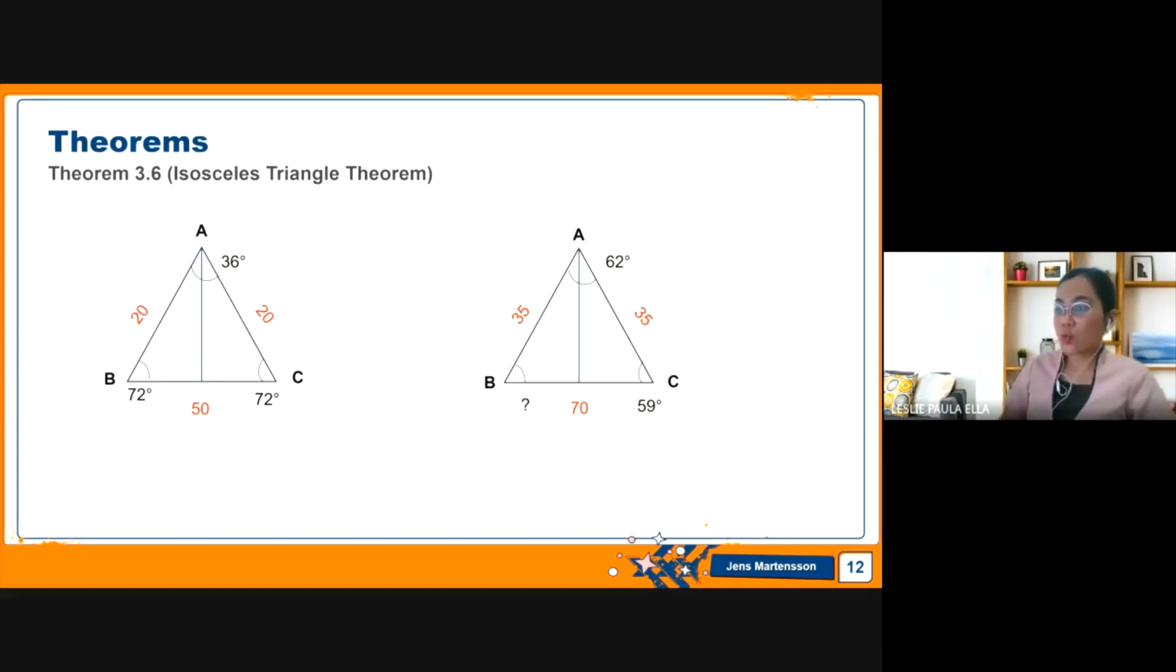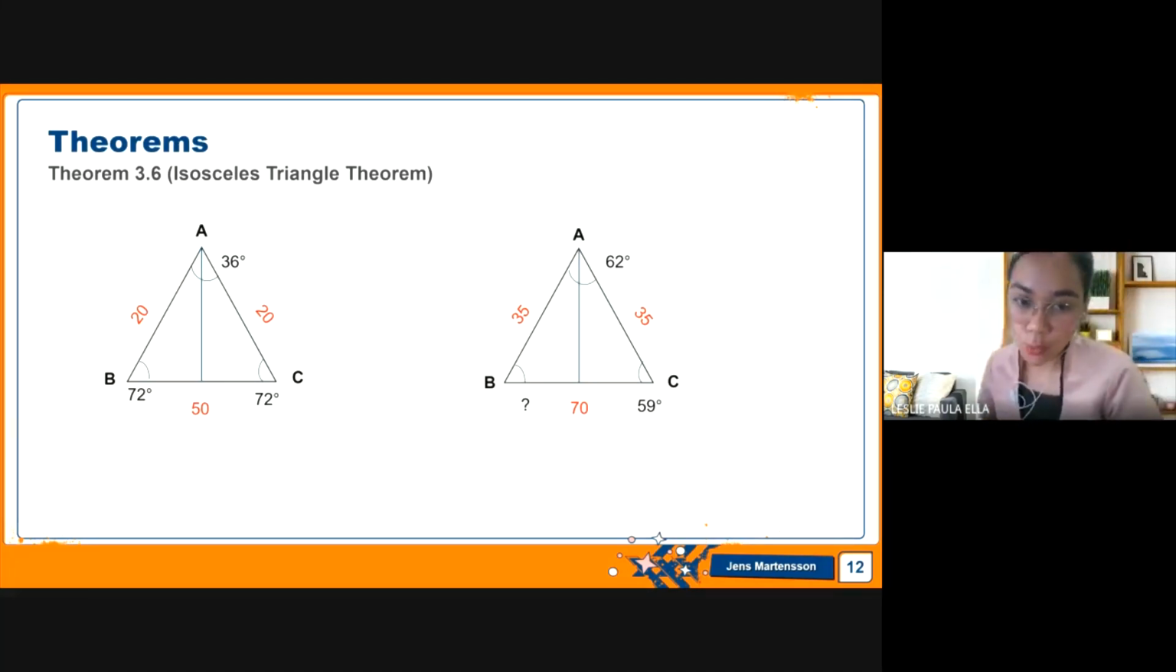So type your answer. What should be the value of B for us to satisfy this statement of the isosceles triangle? If in the first figure we have 72 degrees for B and C because they are congruent, what should be the value of B here if angle C is 59 degrees? Type your answer or you can turn on your mic. What is the value of angle B? Okay, so any idea? What is the value of angle B? Type your answer.